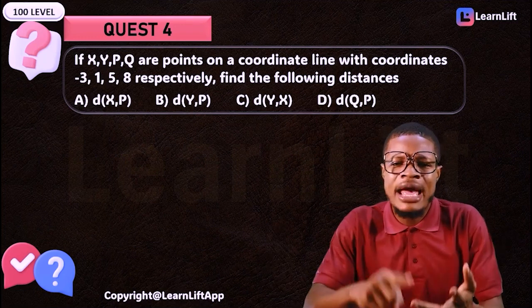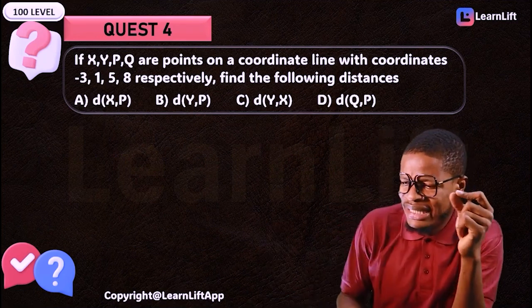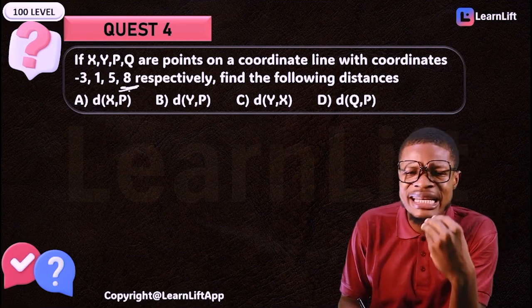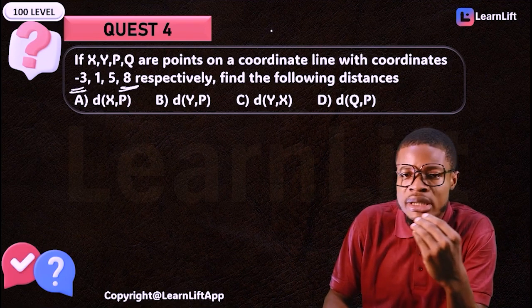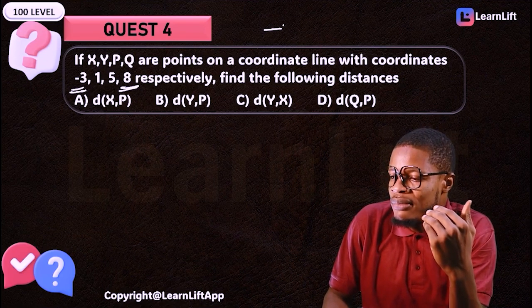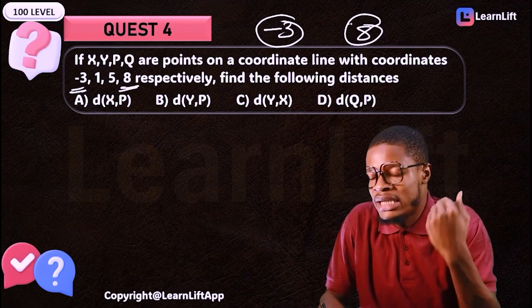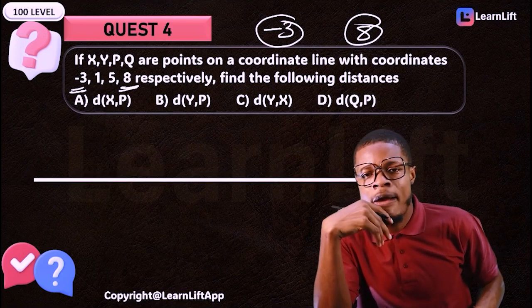Now, can we look at this very fast? They say x, y, p are points on the coordinate system with this. Now, let me ask, what's the highest value there? 8, it is. What's the least value there? Minus 3. So, I'm going to draw my coordinate line and then I'm going to use my least value as minus 3, but the highest value is 8. Okay, let's go. Let's say this is our coordinate line that we have.